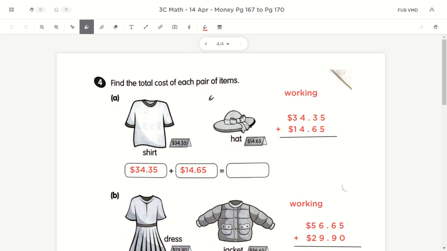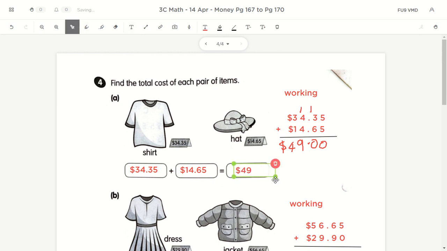Alright, so let's start. I have a shirt which is $34.35. I have a hat that is $14.65. I add them together. So let's start. 5, 5 will be 10. Regroup 1. 1, 3 is 4. 4 plus 6 is 10. Decimal point and regroup the 1 on the 4. 1, 4 is 5. 5 plus 4 is 9. And 3 plus 1 is 4. So it's $49. So I can write 49.00 or I can just write $49. Okay, and that's what I'm going to write.